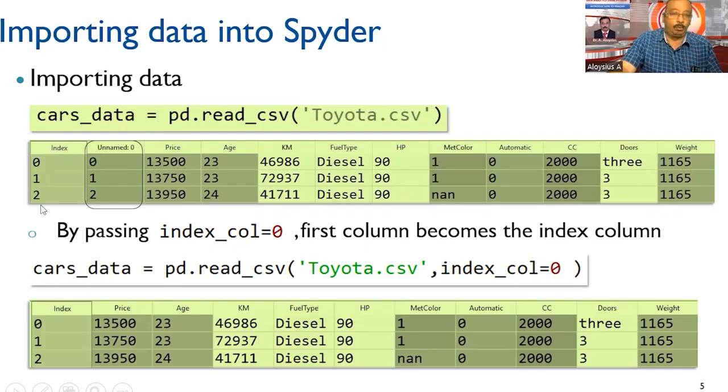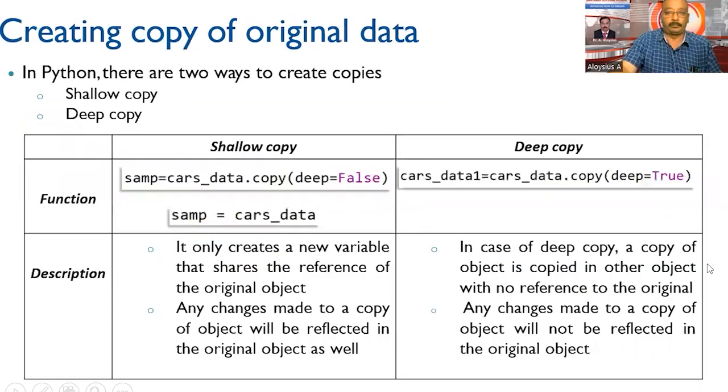Now we see there are two columns, index and Unnamed: 0, repeated. So the index is being repeated in the Unnamed: 0 column. We can remove this particular column by using the command index_col=0. By passing this command, the first column becomes the index column. So the command is pd.read_csv, the file name Toyota.csv, comma, followed by index_col=0. When you execute the command and store the result in the same data frame name, this unnamed column is removed and you are going to have only the first column as the index column.